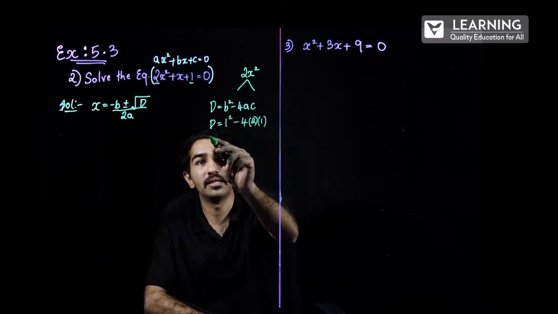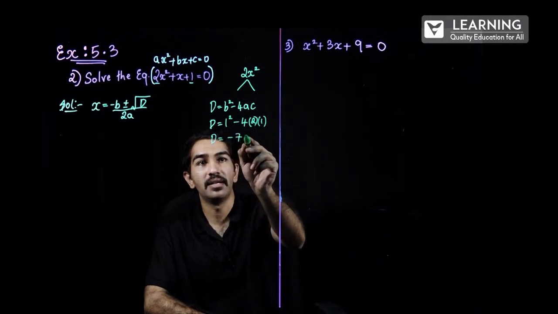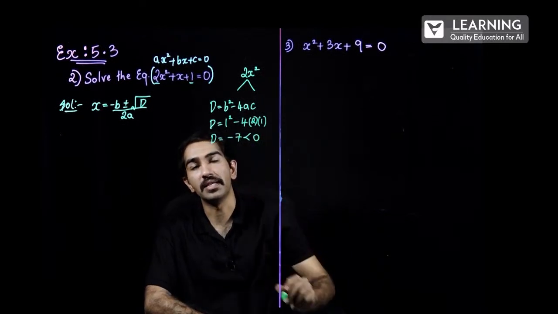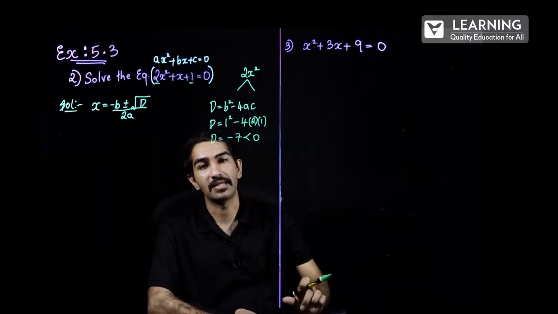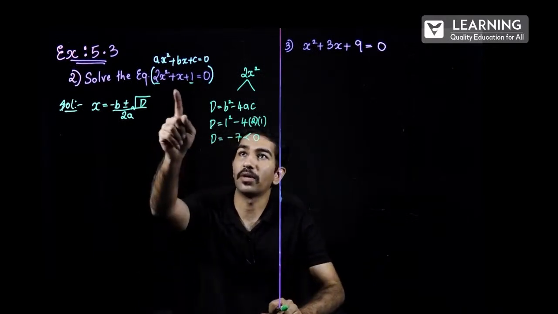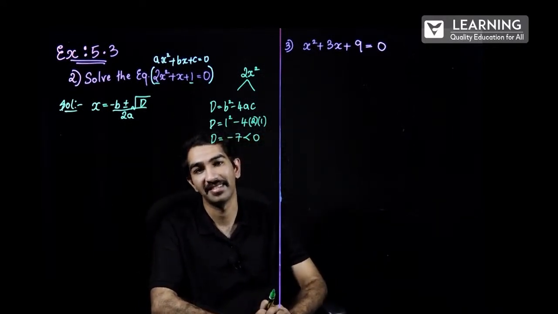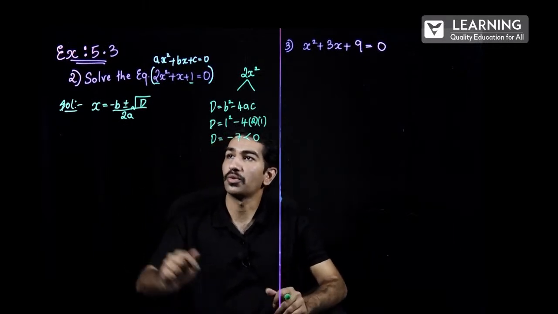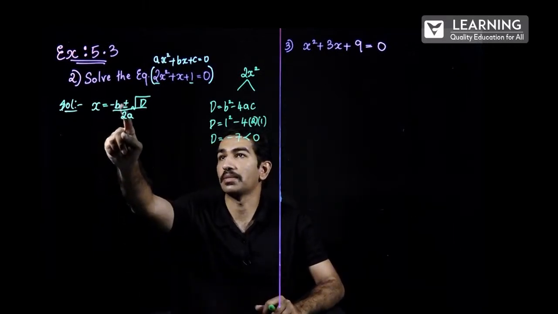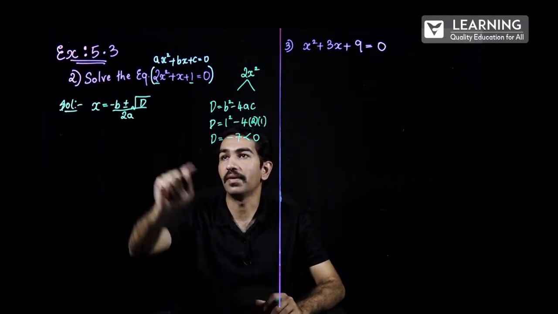So 1 square is 1, minus 8. So d will be equal to minus 7, which is lesser than 0, which means the discriminant is telling us that the roots of this given quadratic equation are imaginary in nature. Alright, so how do we find those roots? We'll be using this formula: x is equal to minus b plus or minus root of d divided by 2a.